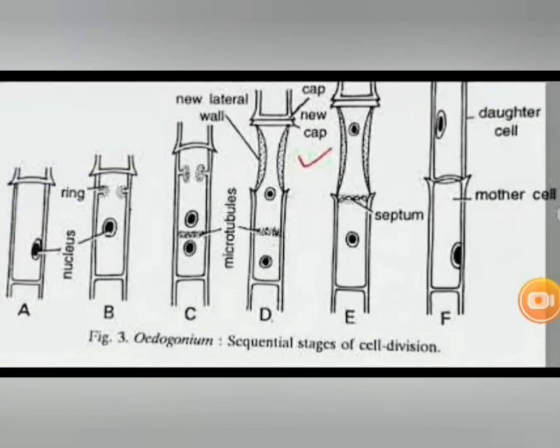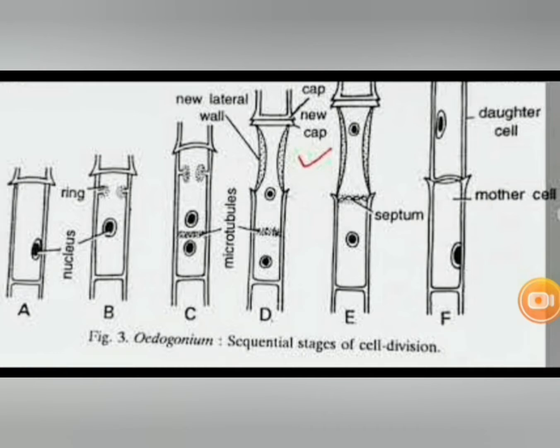Okay, so now let's start with cell division. How do the cells divide? The growth of the filament takes place through cell division. As the cells continue to divide, the filament will continue to grow longer and longer, as you can see here in this figure.